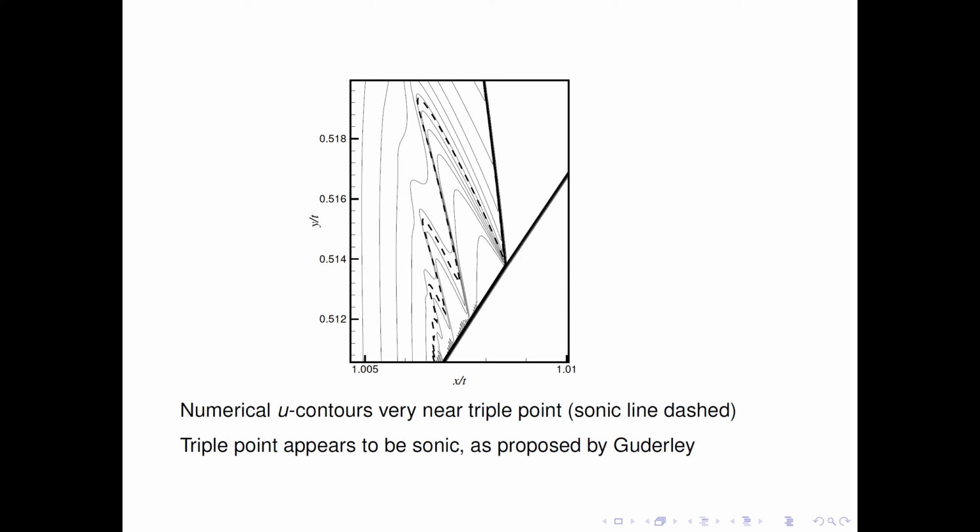Now, notice that the sonic line is dashed. So you see this structure here. Now, what's going on here is the following thing. This expansion fan actually pushes out this sort of tiny supersonic bubble behind the triple point. So inside this bubble, I mean, at the global scale, everything behind here looks elliptic, but actually you see there's this tiny supersonic patch here pushed out by the expansion fan, where the equations are hyperbolic.